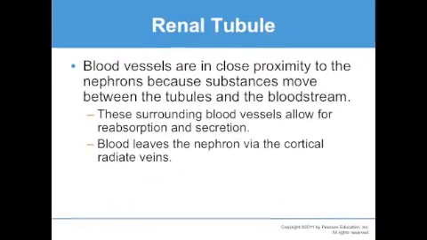The system of blood vessels and renal tubules are in close proximity to one another because the substances have to move between the tubules and the bloodstream. These surrounding blood vessels allow for reabsorption and secretion of certain substances. Blood leaves the nephron by way of the vessel that's called the cortical radiate veins.